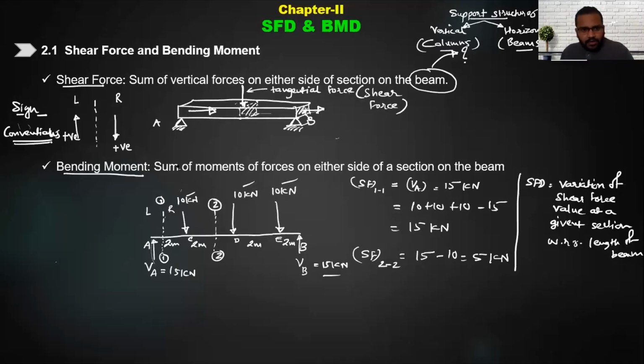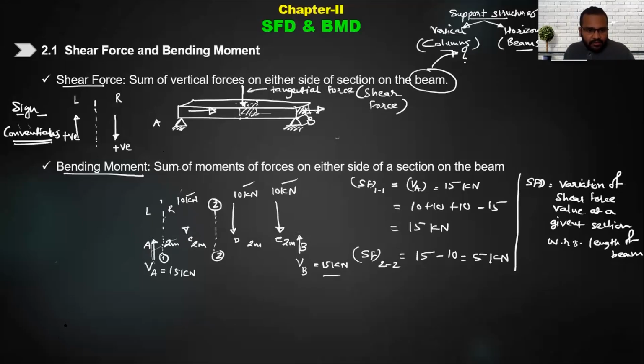Okay, so now let's go with the bending moment. Now how to calculate bending moment? What is the definition of bending moment? The bending moment is the sum of the moments of the forces on either side of the section. For example, if I take the section at, let's say, point D.